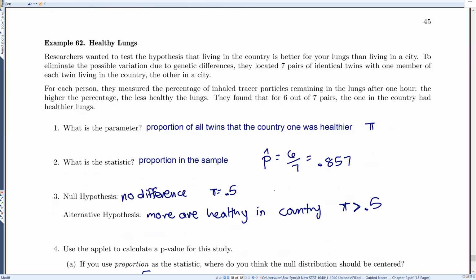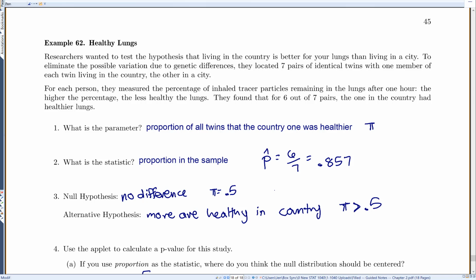So another example, researchers wanted to test the hypothesis that living in the country is better for your lungs than living in a city. To eliminate the possible variation due to genetic differences, they located 7 pairs of identical twins with one member of each twin living in the country, the other in a city. For each person, they measured the percentage of inhaled tracer particles remaining in the lungs after 1 hour. The higher the percentage, the less healthy the lungs. They found that for 6 out of 7 pairs, the one in the country had healthier lungs.